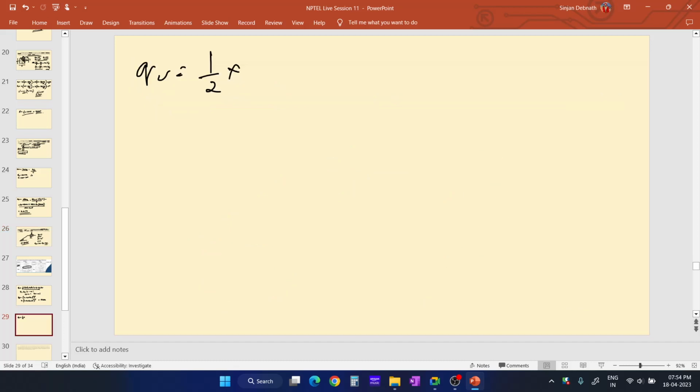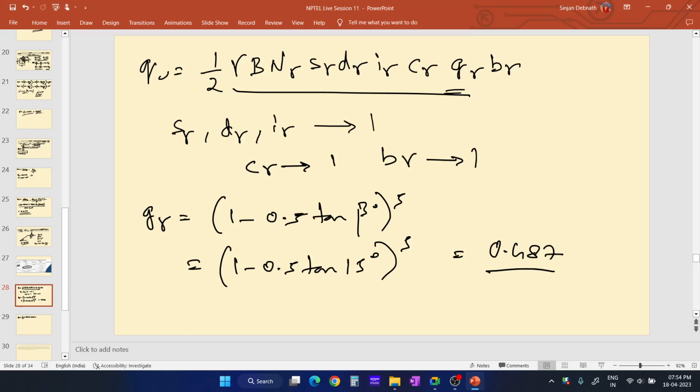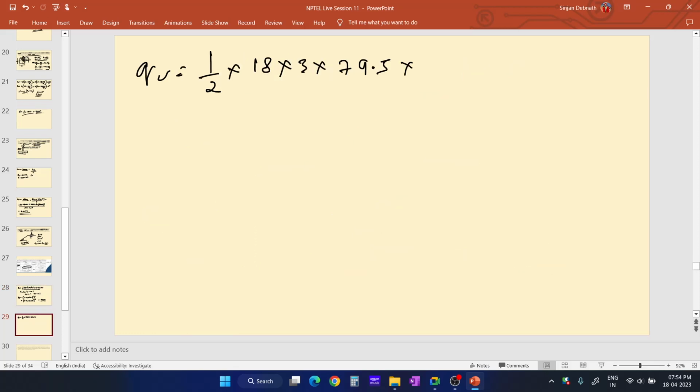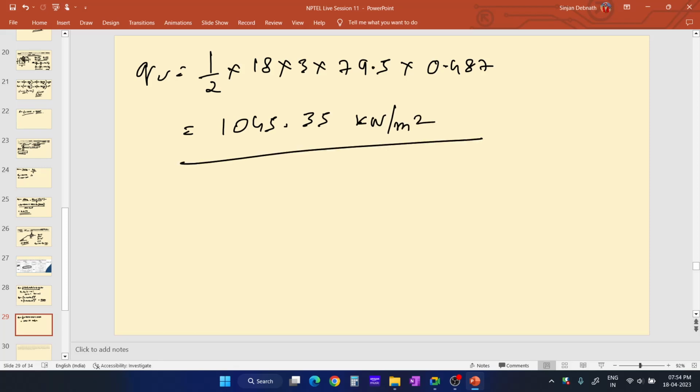So that means half into gamma into B into N_gamma into all the factors, and all the factors are 1. Only G_gamma will be there, which is 0.487. If we calculate this, we get the value of q_u, and it comes out to be around 1045.35 kilonewton per meter square. So this is the answer.